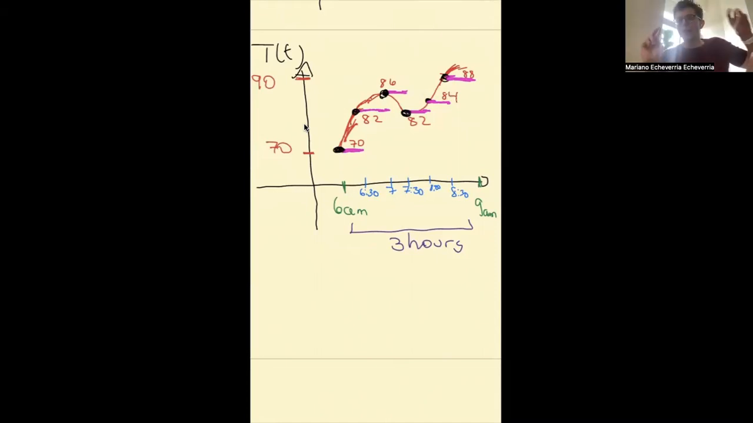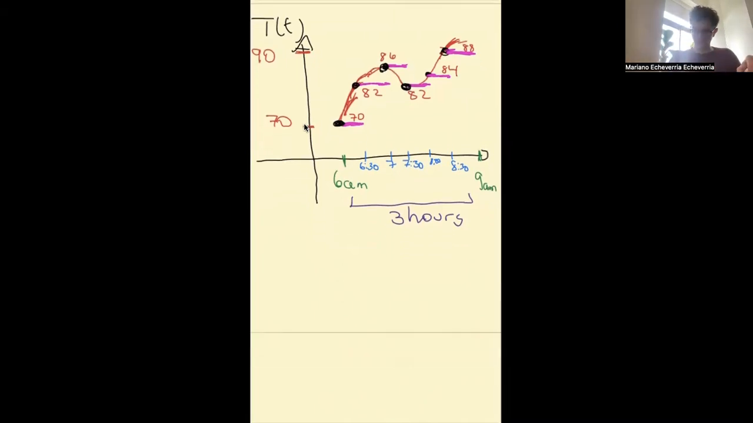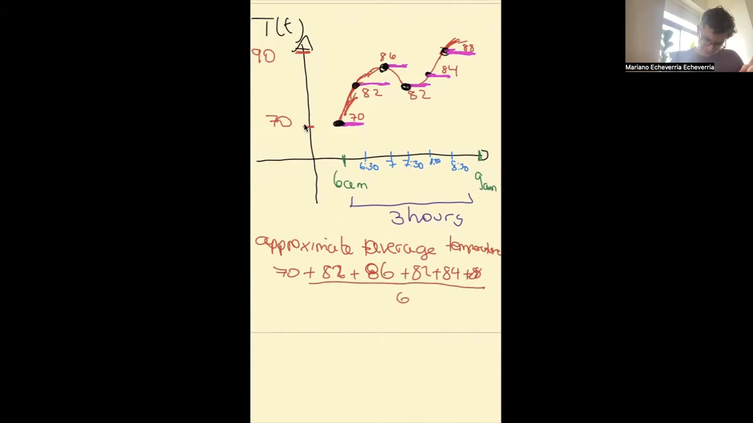So I'm going with an approximation for what I mean by the average temperature. I'm just going to add up all these temperatures and divide it by 6 to get a rough estimate of what the temperature was. Is that making sense? So an approximation for what the average temperature is would be 70 plus 82 plus 86 plus 82 plus 84 plus 88 divided by 6.